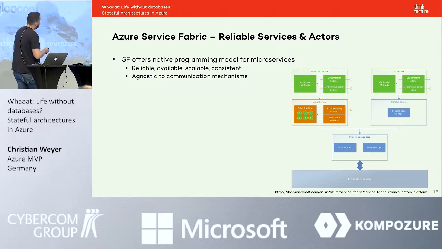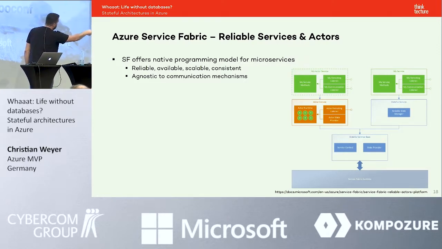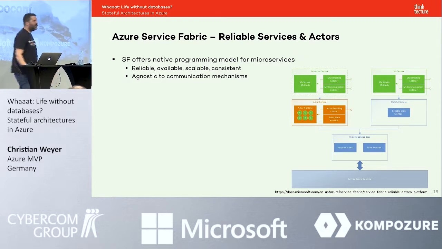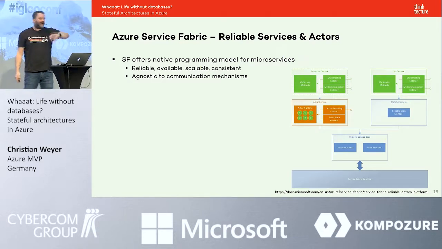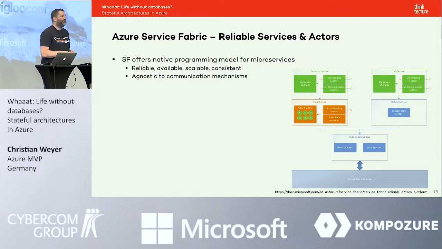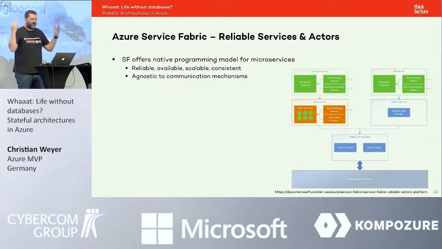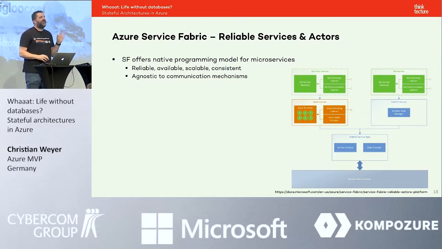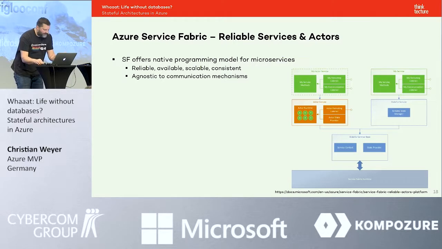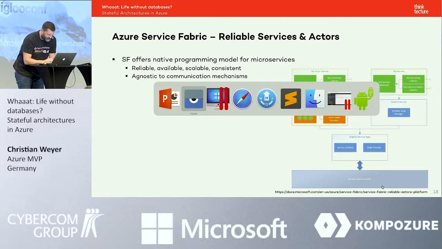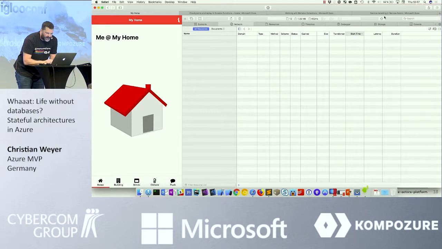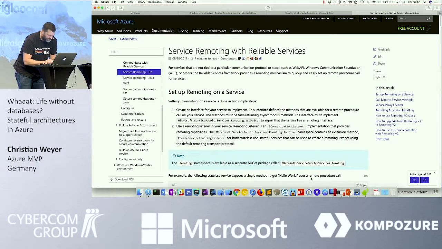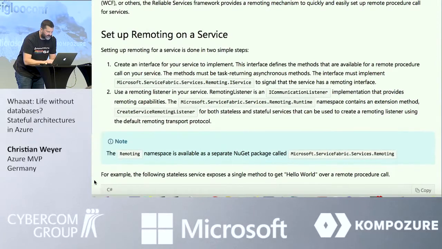So we have essentially two options. When we are building microservices with Service Fabric, we are bound to the runtime and to the API they offer. That's okay, and that's nice. But we are completely agnostic to how we communicate between those services. And there is one very nice feature, and this is called, and I'm not kidding, it's called remoting. It's back. Remoting is back.